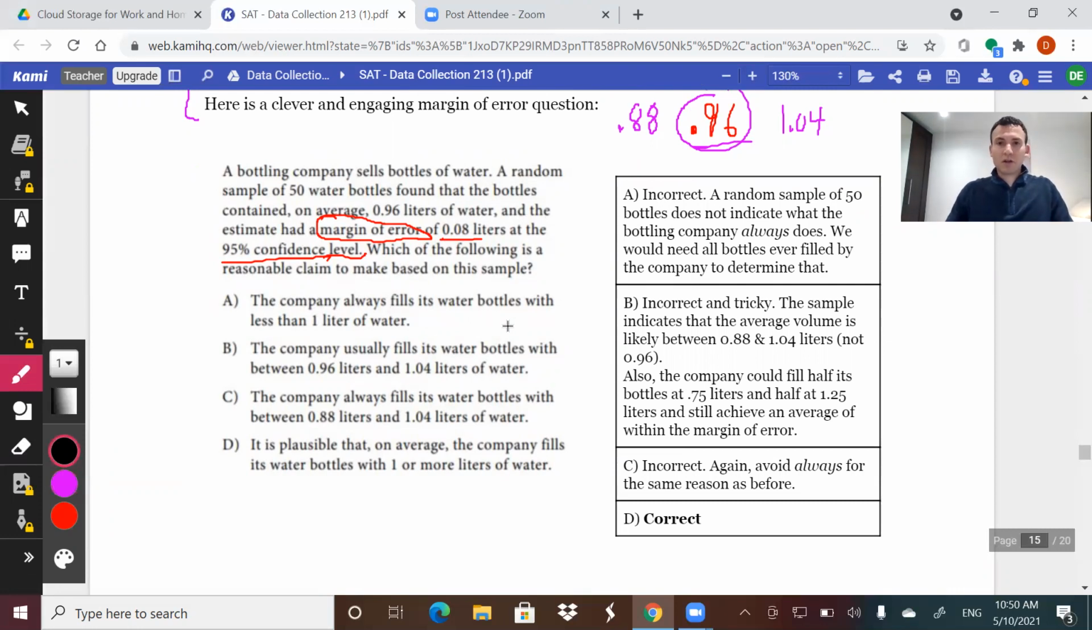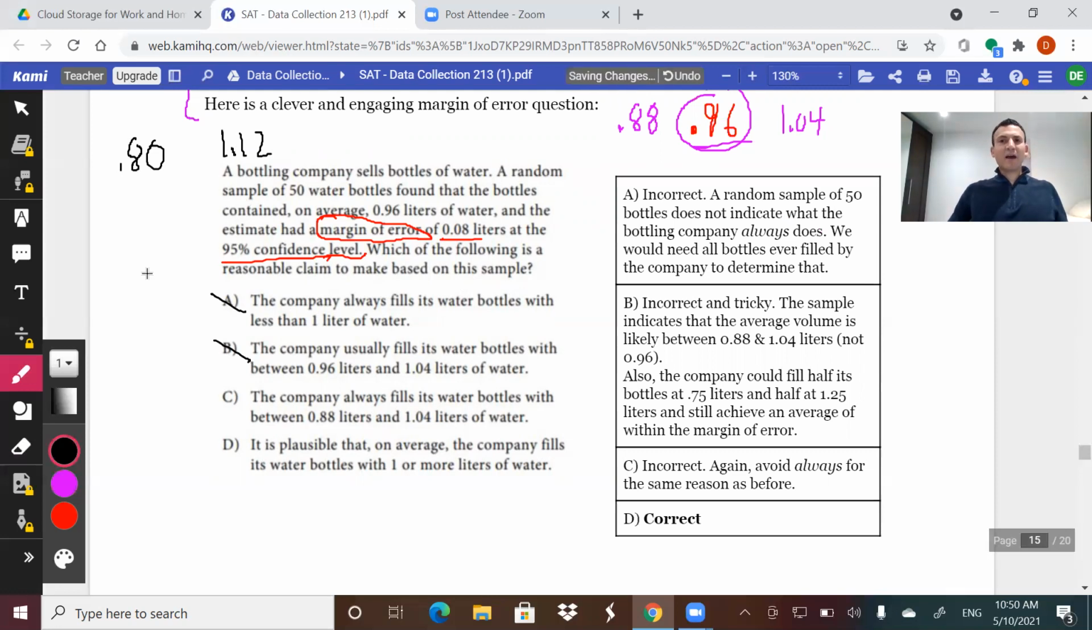The company always fills its bottles with less than 1 liter of water. No, because we think that the average could even be above 1 liter of water. So A is gone. The company usually fills its water bottles with between 0.96 and 1.04 liters of water. Again, no to that, because our average could easily be below 0.96. And even on top of that, to get an average of 0.96, we could be filling half our water bottles at, I don't know, let's say 0.80, and the other half at 1.12, right?